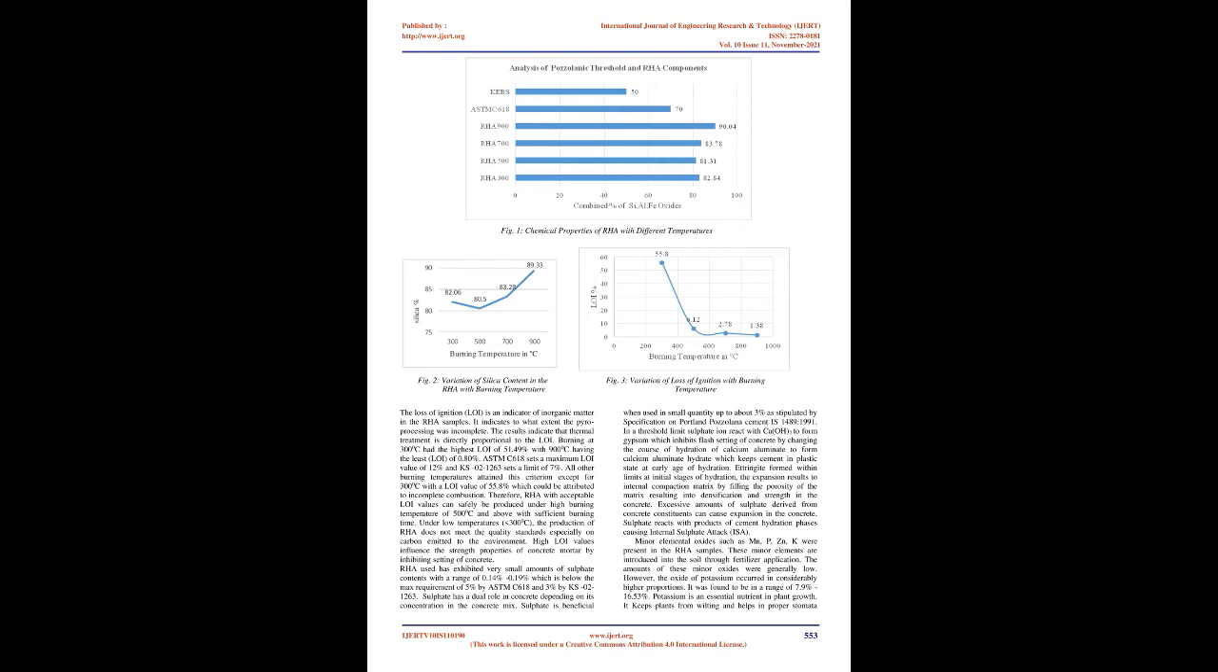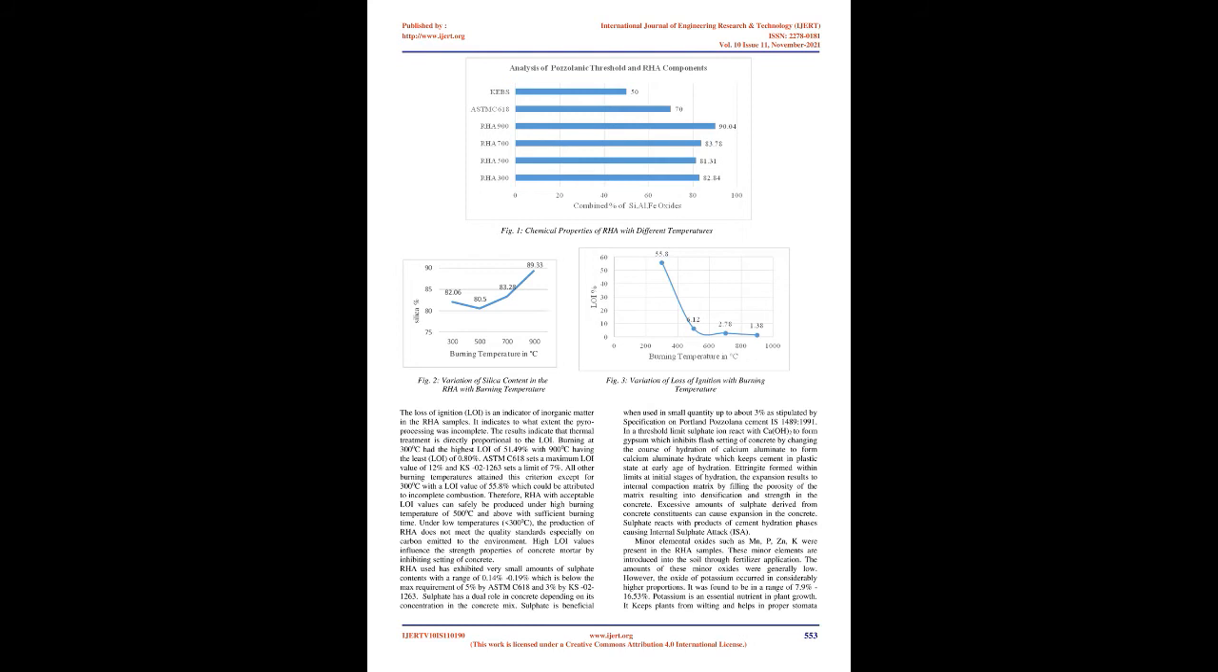The expansion results in internal compaction of the matrix by filling the porosity of the matrix, resulting in densification and strength in the concrete. Excessive amounts of sulfate derived from concrete constituents can cause expansion in the concrete. Sulfate reacts with products of cement hydration phases, causing internal sulfate attack, ISA.